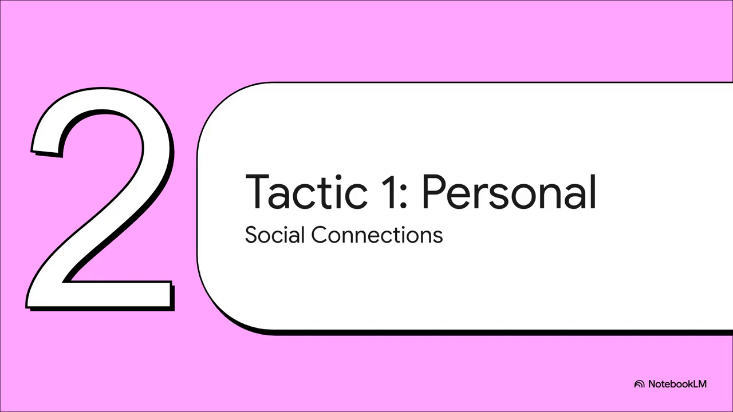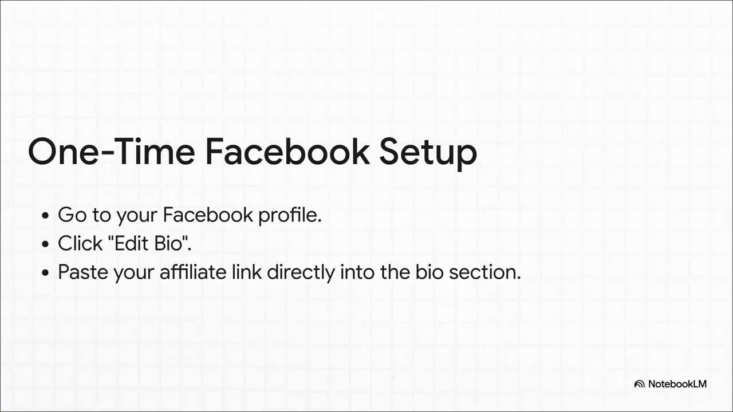All right, so you've got the system in hand. Now what? Where does the actual promotion begin? Well, the very first tactic is all about using what you already have, your personal social connections. And the first step is dead simple. You're basically told to turn your personal Facebook profile into a passive little advertisement. Just go to your profile, hit Edit Bio, and paste that affiliate link right in there. Boom. Instantly, your own profile starts working for you 24/7.